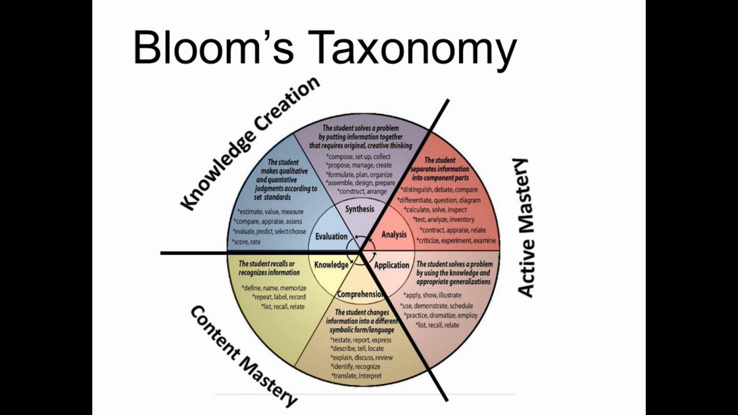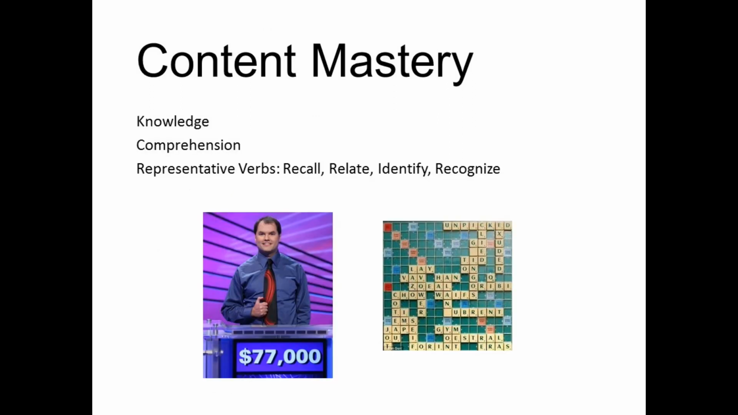And that's why I like to think in terms of three different categories of learning: content mastery, active mastery, and knowledge creation. And again, the idea is that this is not a linear process of moving toward an endpoint, but instead a process of moving back and forth in these different domains of learning. So let's think about these three different domains of knowledge.